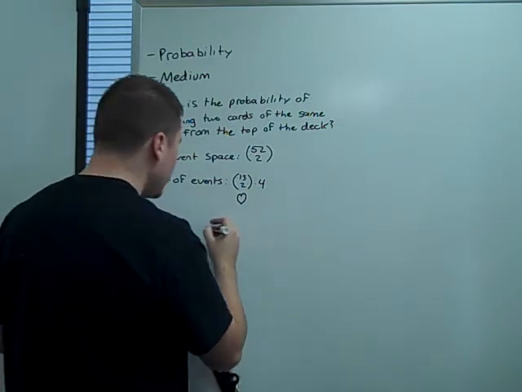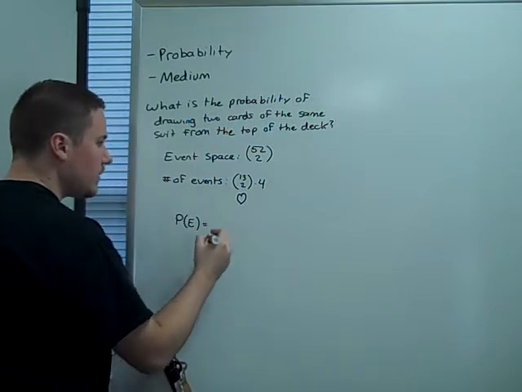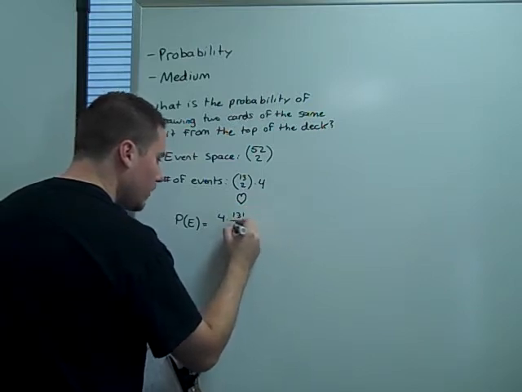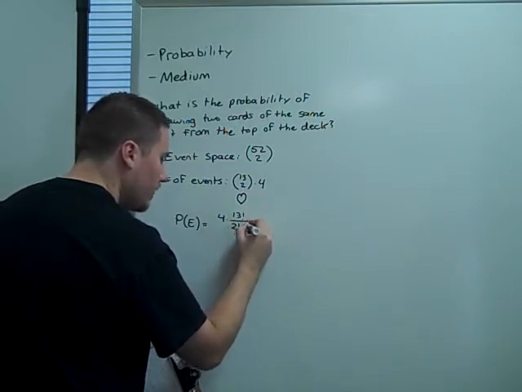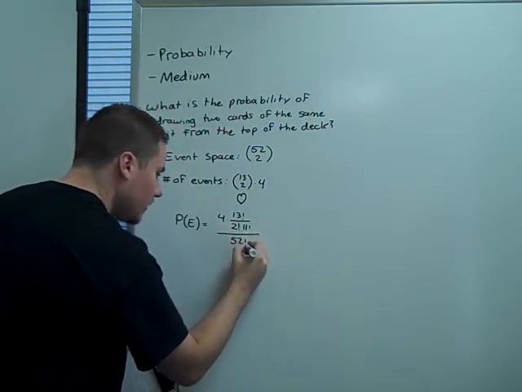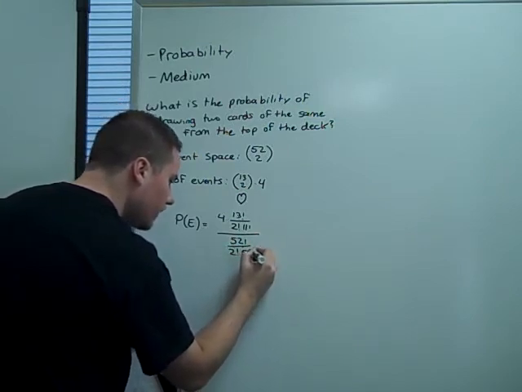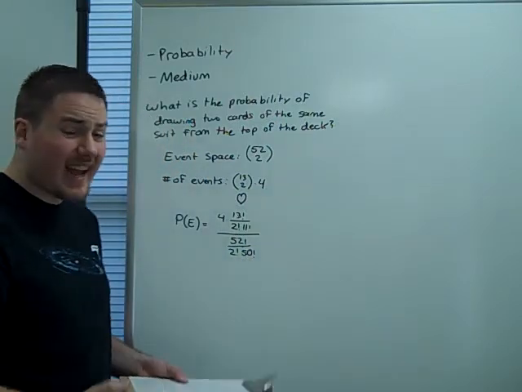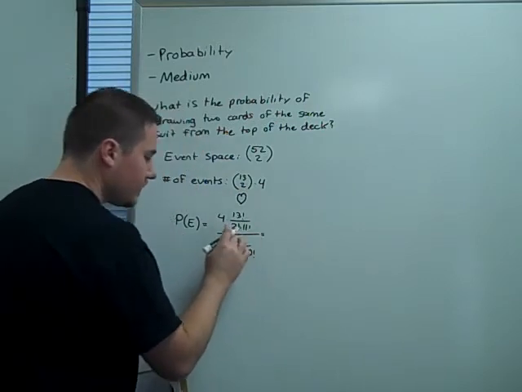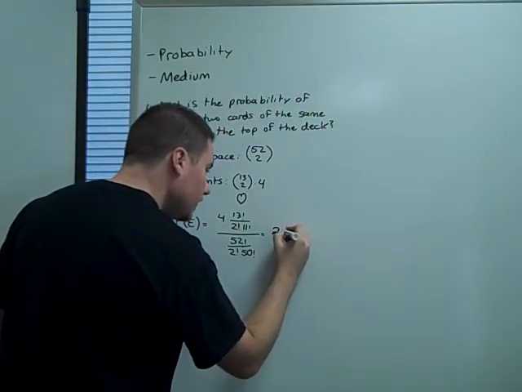So our probability equation is going to be something like this. The probability of this event is equal to 4 times 13 factorial over 2 factorial 11 factorial, all over 52 factorial divided by 2 factorial 50 factorial. And before you go reaching for your calculator, we can do this by hand with a little bit of cancellation. So, first off, notice that the 2 factorial, which is just 2, cancels with the 4. That's going to give me 2.